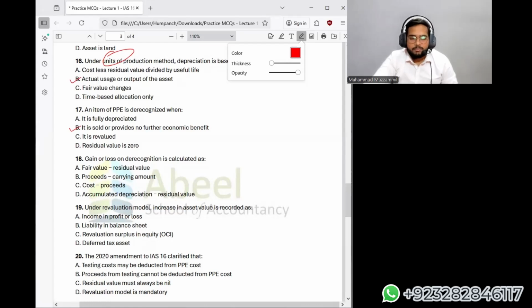Derecognition occurs on disposal or when no future economic benefit is expected from its use or disposal of the asset, okay?